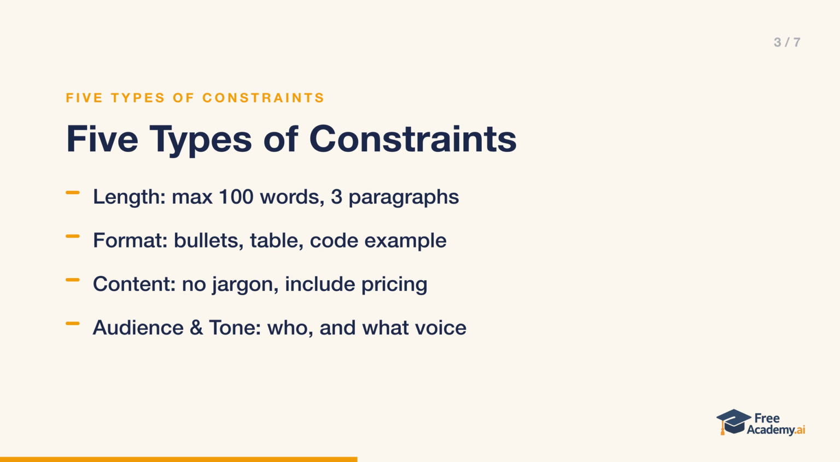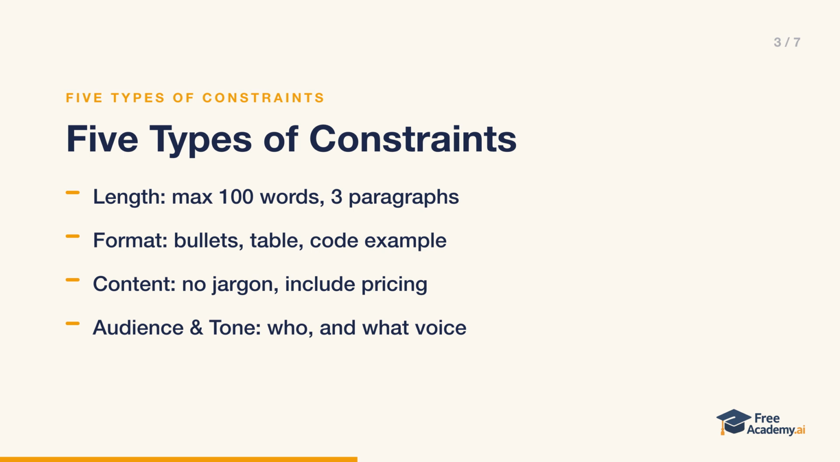Length constraints control size: maximum 100 words, exactly 3 paragraphs, under 280 characters for a tweet, or a 2-minute read. Format constraints shape the structure: bullet points only, no headings, include a code example or a table. Content constraints govern what's said. Don't mention competitors, avoid jargon, include pricing, no negative language.